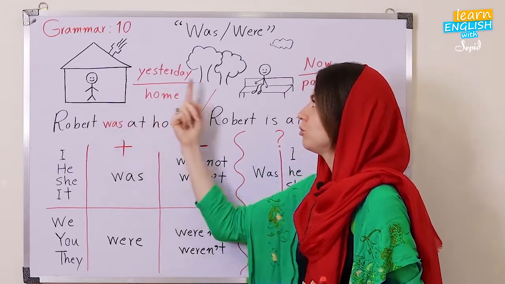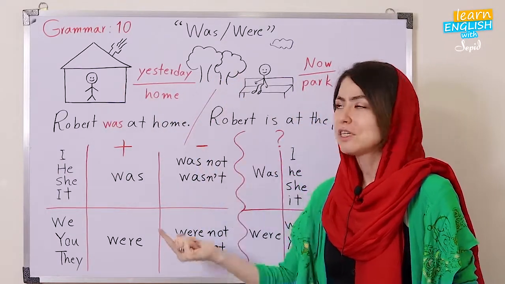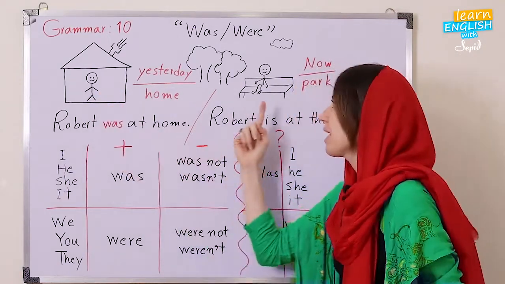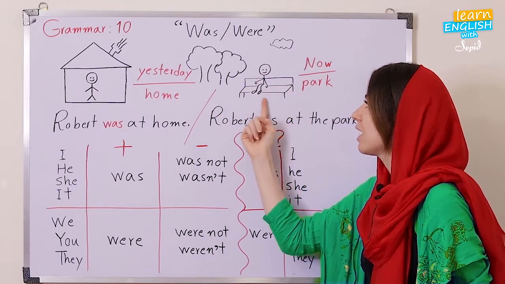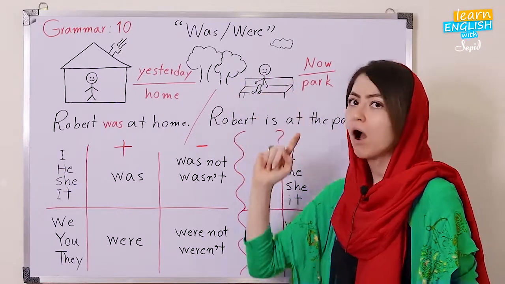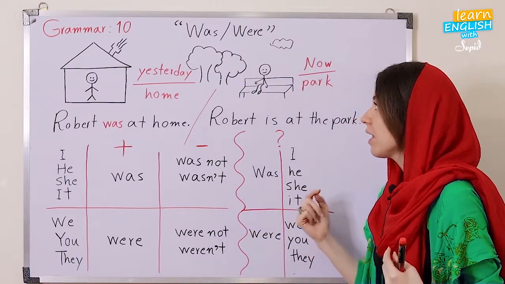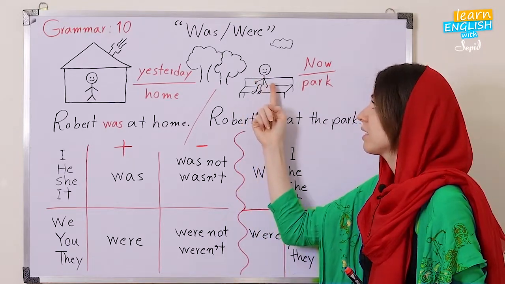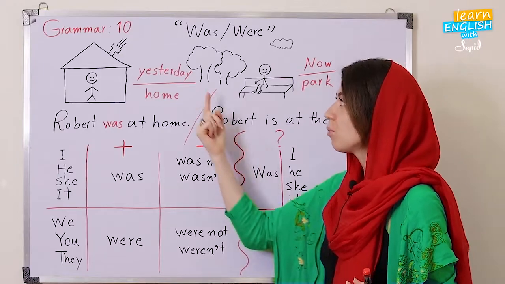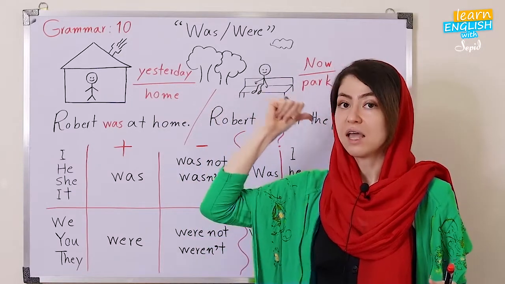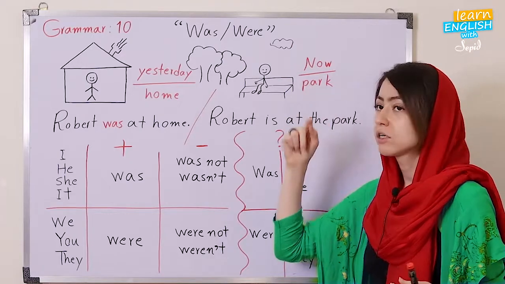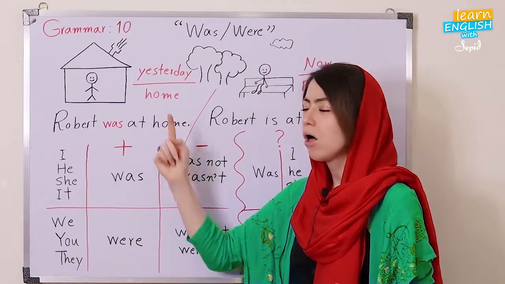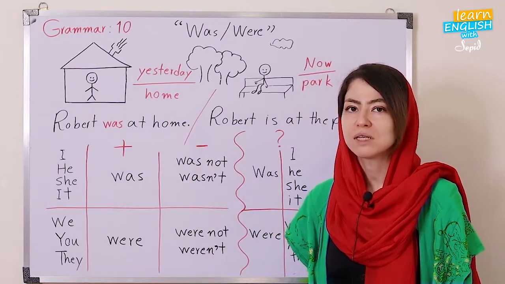You see two pictures, okay? You see a house, and a person who is at home, and a person who is sitting on the bench in the park. So this is about now. Right now, this person is at the park. But how about the past? Yesterday, the day before today. So we call that yesterday. Now, yesterday, home. How should we form this sentence?